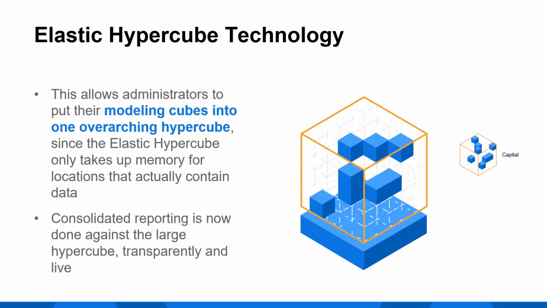But even more importantly, it does away with the need to build and maintain consolidated reporting cubes. The Elastic Hypercube itself is the consolidated reporting cube, because all of the dimensions that are in common are already being used in common, and the consolidated data is already present. It's all transparent and all live. There's no data copying needed.